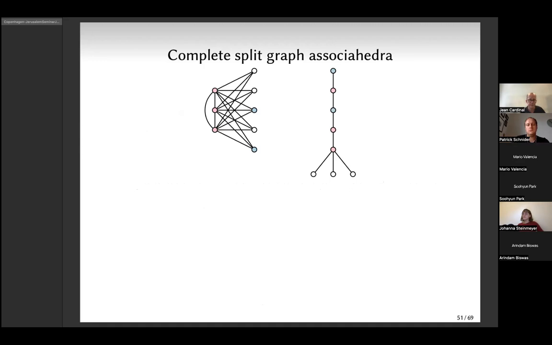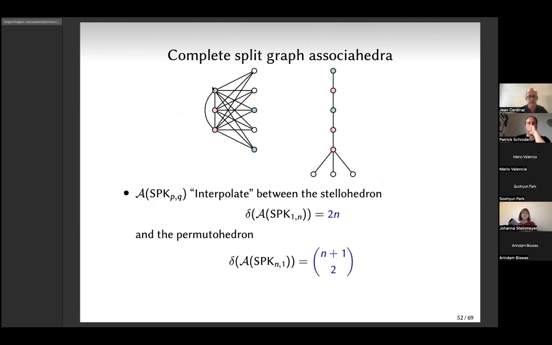So next, we managed to obtain tight estimates for complete split graphs and complete bipartite graphs. So what are complete split graphs? Those are graphs with a bipartition, one side of which induces a clique. So you have a clique on one side, here the red vertices, and then an independent set on the other side, and a complete bipartite graph between them.